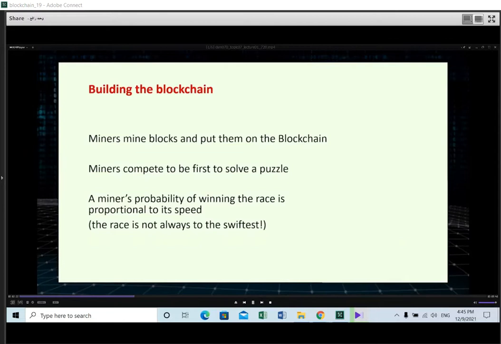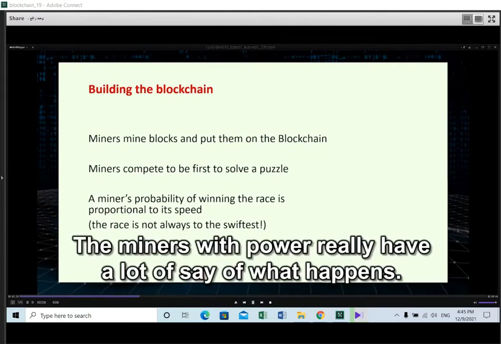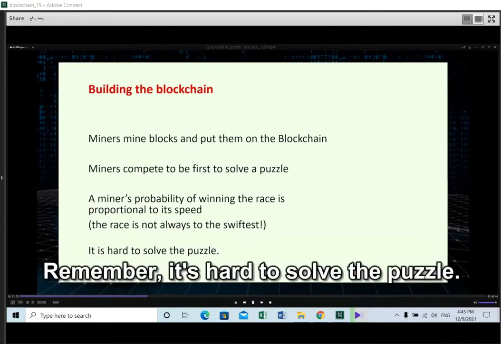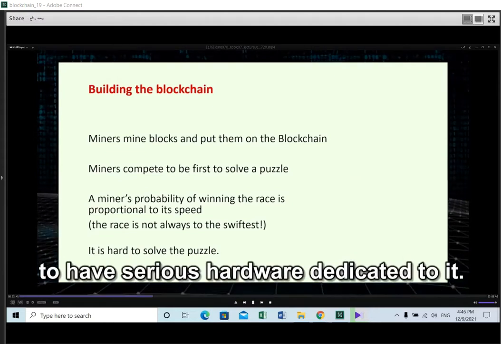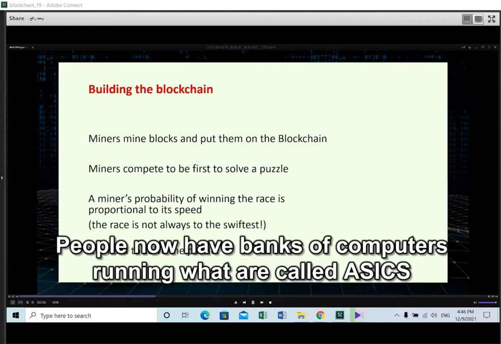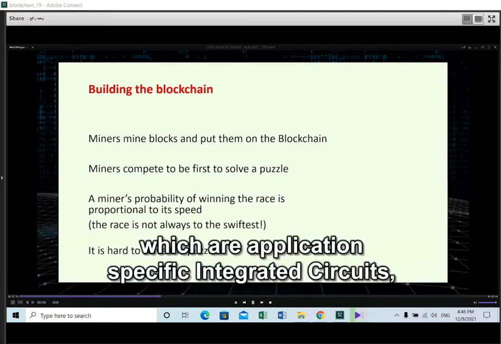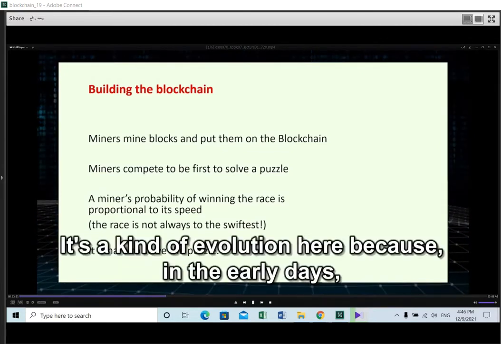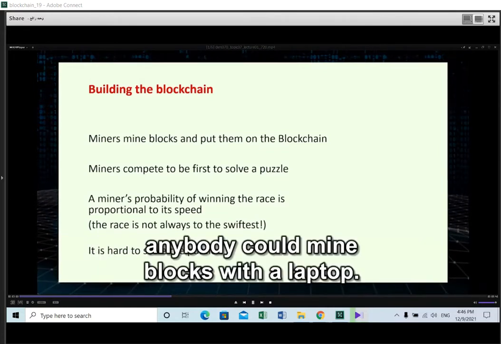So this is the way that building the blockchain works, right? The miners with power really have a lot of say in what happens, the miners who have a high hash rate. Remember, it's hard to solve the puzzle. To have any chance of solving it, you need to have serious hardware dedicated to it. People now have banks of computers running what are called ASICs, application-specific integrated circuits, just to do this. There's a kind of evolution here, because in the early days, anybody could mine blocks with a laptop.